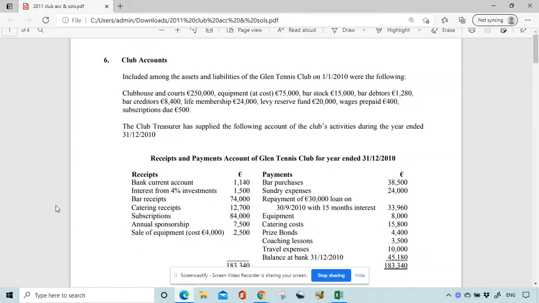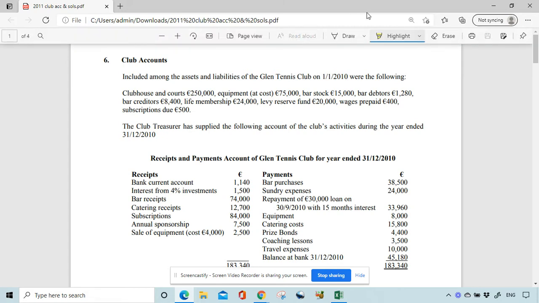Hi lads, I'm going to go through the 2011 club account, which is a 100-mark question. We're talking about Glen Tennis Club here. The question is on the screen now, so Glen Tennis Club is what we're talking about.